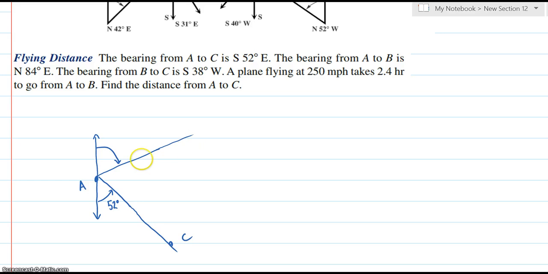So B is going to be somewhere along this line. I'm not exactly sure where. I'm going to guess maybe about right there. Then finally, we have to get to B to C. We got to make this work. The bearing from B to C is south 38 degrees in the west position. So maybe something like that. I don't know. 38 degrees, right? Less than 45. That's going to be 38 degrees right there.